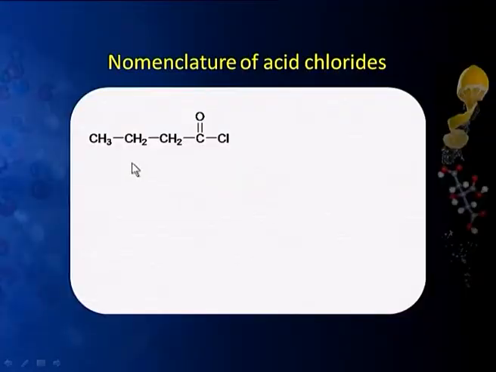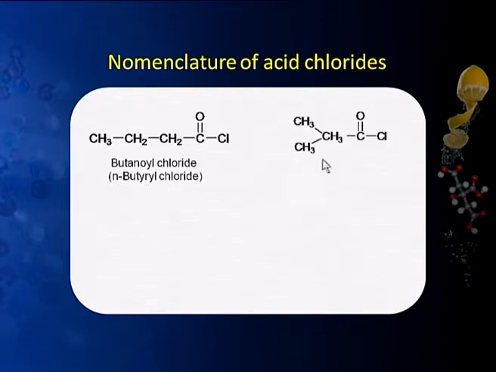Now let us practice naming some acid chlorides. Say this is a compound CH3CH2CH2COCl. It is a 4 carbon acid where OH has been replaced by Cl here. So it is a 4 carbon acid chloride. The IUPAC name for a 4 carbon acid is butanoic acid, and for the chloride, ic is replaced by acyl chloride, so it becomes butanoyl chloride. Similarly, the common name for this acid is n-butyric acid, so its name for the chloride will be n-butyryl chloride.